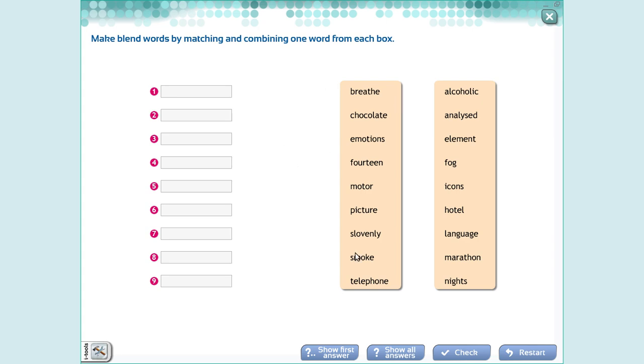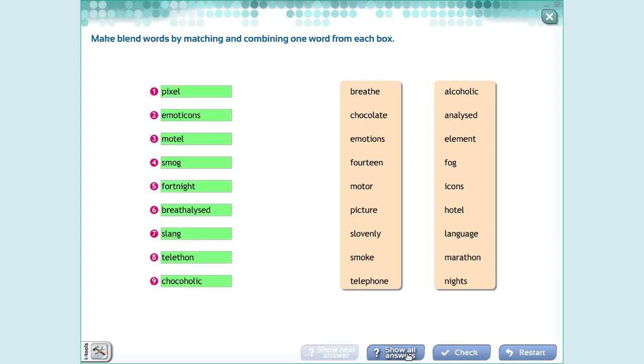Okay, can I check with you? Which words? Great. So let me show you. Pixel, emoticons, motel, smog, fortnight, that we add 14 and night, breathalyze, slang, telethon, and chocoholic.